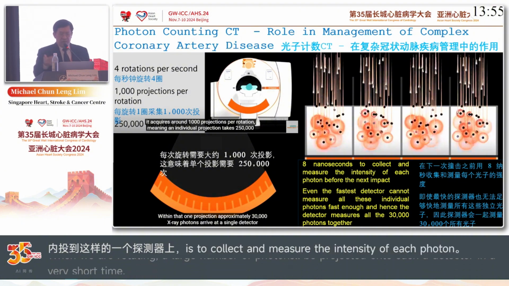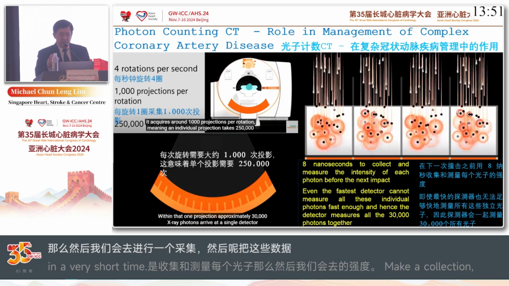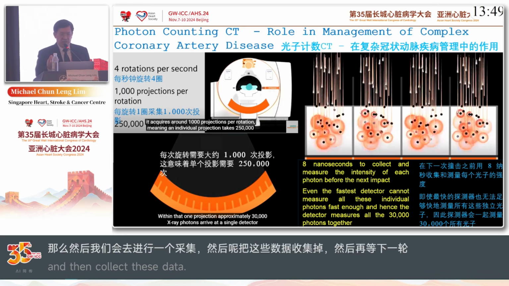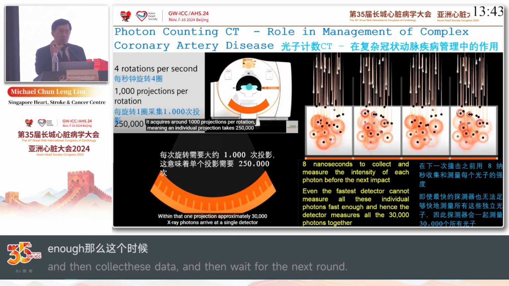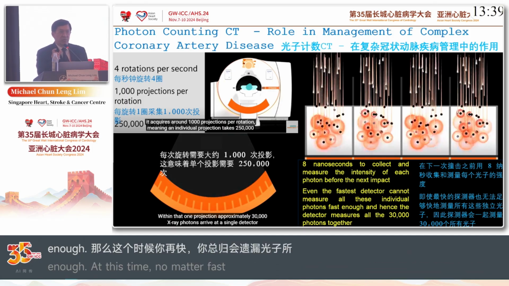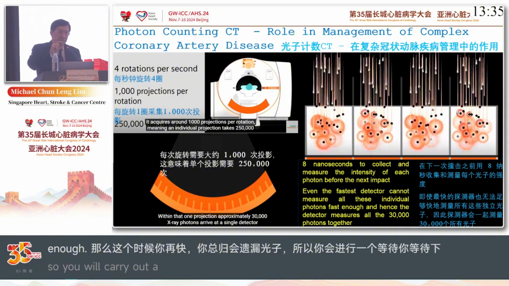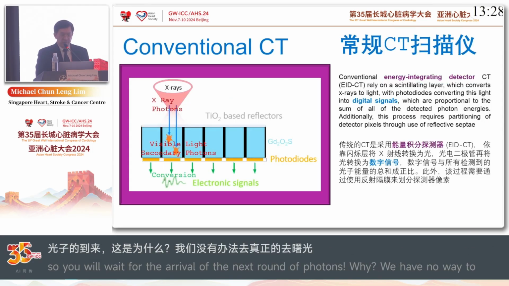Now, even if you get the fastest X-ray photon detector, you can't measure all this fast enough. So in a way, you use a technique to weight the average intensity of the photons. You cannot really measure the photons individually, so you lose some characterization of the material.